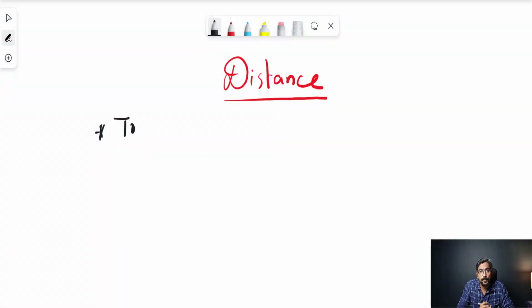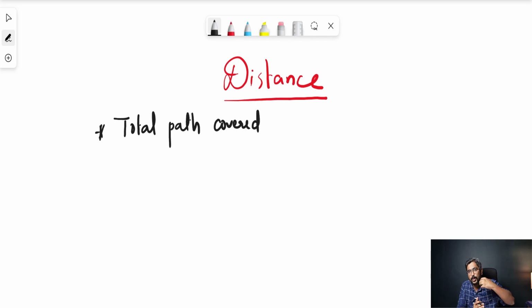If an object is moving from one point to another, then the total distance or the total path covered by that particular object is known as what? The distance. The total path covered is known as distance.